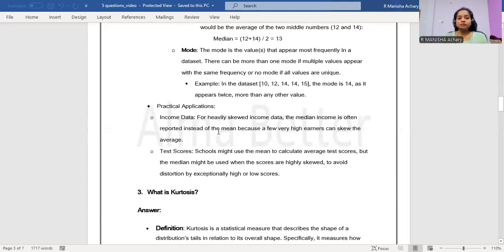So practical applications: income data. For heavily skewed income data, the median income is often reported instead of the mean value because very few high earners can skew the average. And next will be test scores. Schools might use the mean to calculate the average test scores, but the median might be used when the scores are highly skewed, to avoid distortion by exceptionally high or low scores.